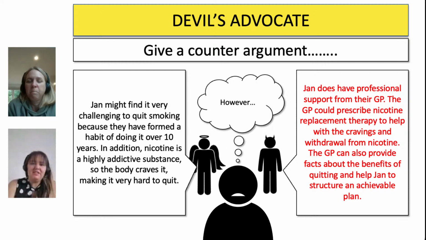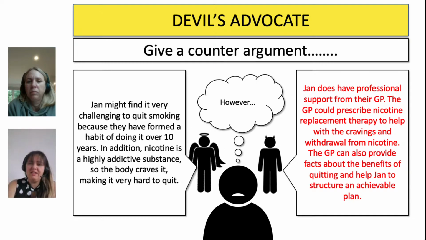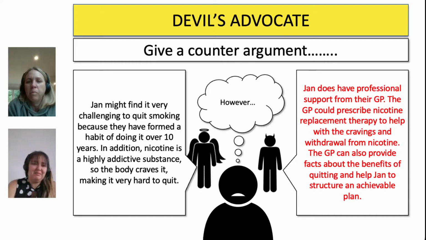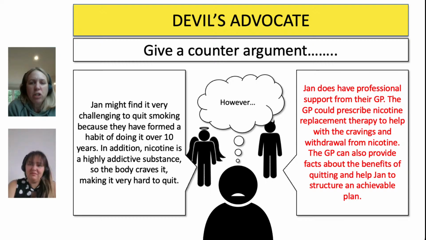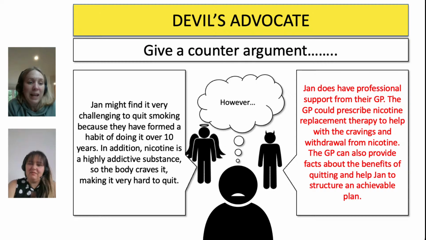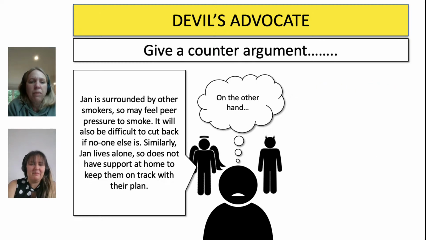So we said Jan does have, however, professional support from their GP. The GP could prescribe nicotine replacement therapy to help with cravings and withdrawal from nicotine. The GP can also provide facts about the benefits of quitting and help Jan to structure an achievable plan. Lovely. And look at all that nice health and social care terminology in there: professional support, nicotine replacement therapy, and talking about planning, like coming up with a plan for someone. That's lovely, isn't it? Okay, I think we've got one more of these.